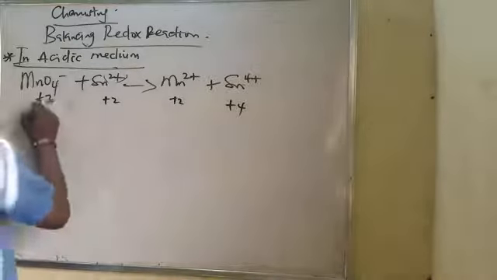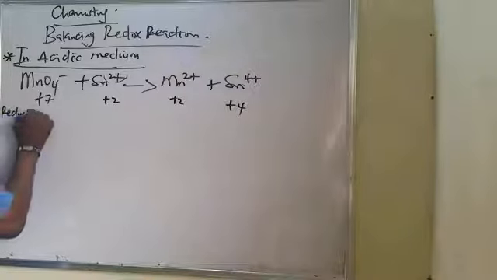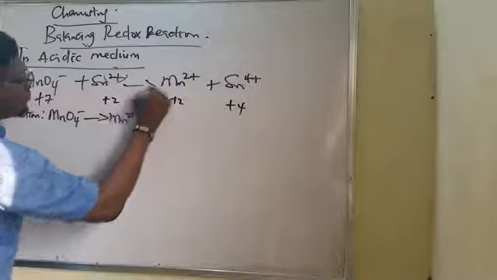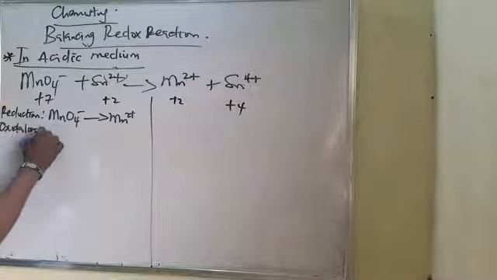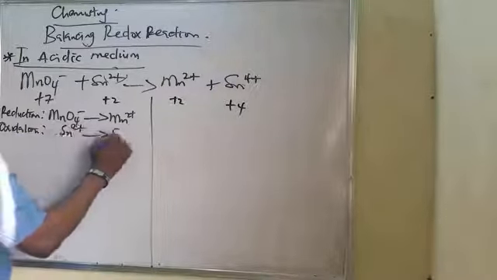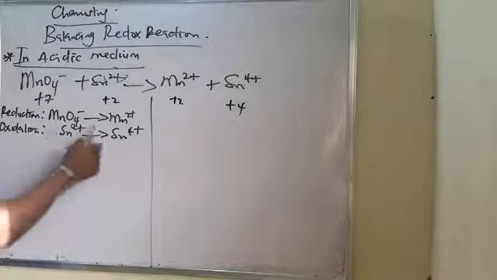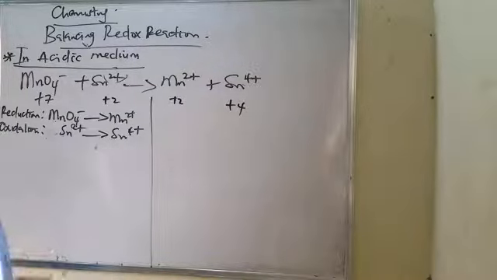So this is the reduction. For reduction, we have MnO4 minus to Mn2 plus. Remember, we said you have to divide them. So our oxidation is Sn2 plus to Sn4 plus, because there's an increase in oxidation number. The next step says you should balance each atom other than oxygen and hydrogen. We realize that manganese is 1 here, manganese is also 1 here, so it is balanced. Tin is 1 here and also 1 here, which means it's balanced.